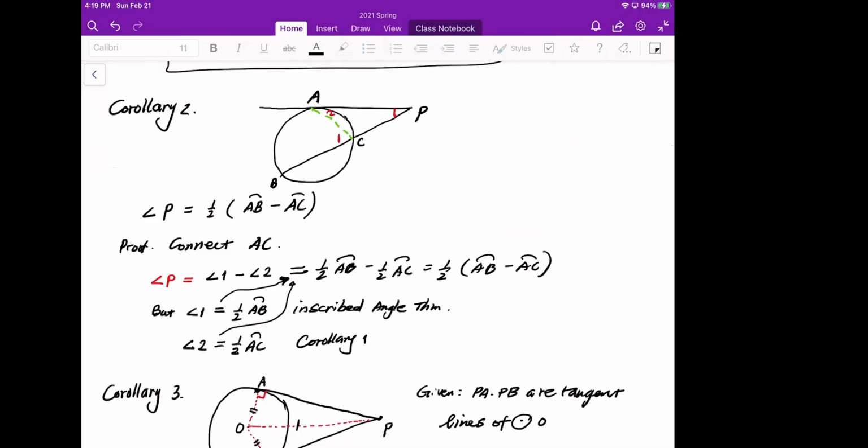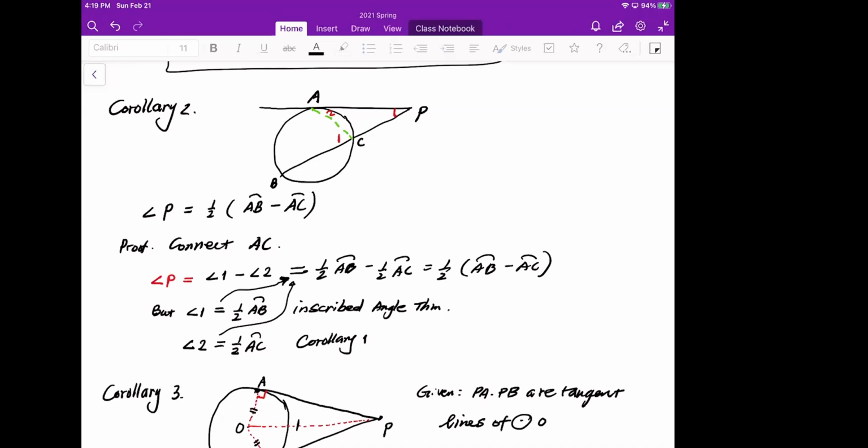And then the other one, this is the angle outside, right? So one side is a tangent to the circle. So how could I get angle P? Angle P is half of the measure of the arc AB minus the measure of the arc AC. So AB minus AC, take the difference, divide by 2, and that is this.